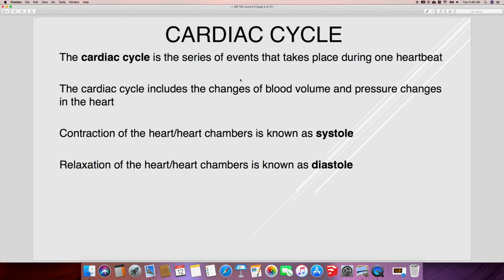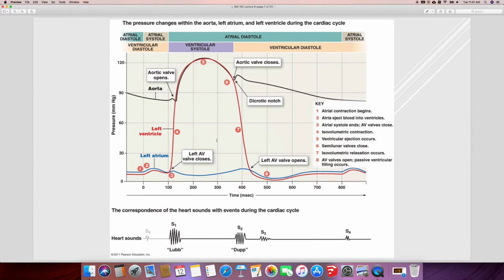So the cardiac cycle, this just refers to all of the events that occur in the heart during one heartbeat. And it's a really complex process, and there's a lot to it. We didn't really talk about it in any detail. Just a couple of terms here. Contraction of the heart or the heart chambers is known as systole. And then relaxation of the heart or heart chambers is known as diastole. This is just a little graphic showing all of these different events that occur in the cardiac cycle, and again, we didn't really talk about these in any detail.